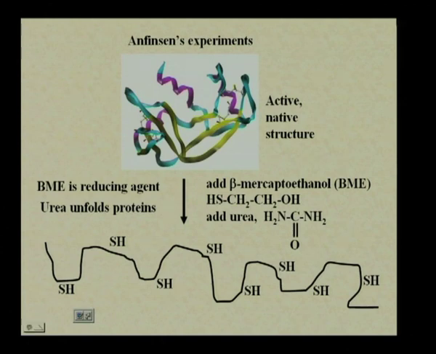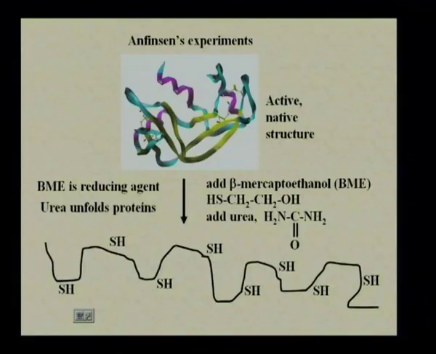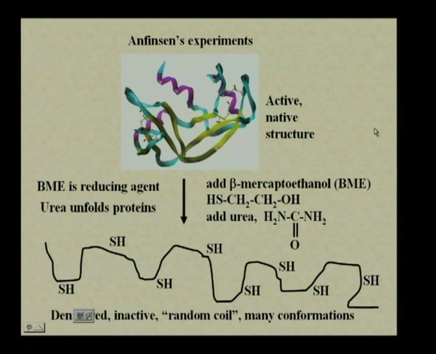Why? Because we had the native structure, we had 4 SS linkages. Now, what happened to those 4 SS linkages? We reduced the SS linkages to form SH. Then, after we formed the SH, we added urea. Once you add urea, it unfolds the protein completely. So, now we have this long chain with 8 SH groups on it. So, what is this? It is a denatured, inactive, random coil.